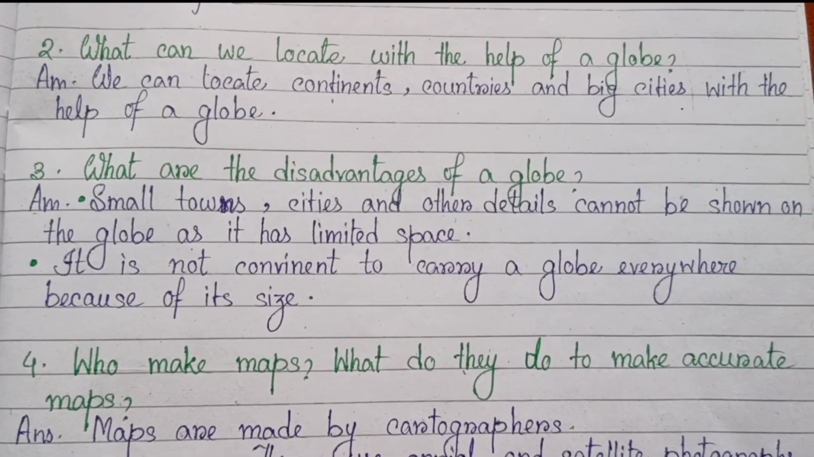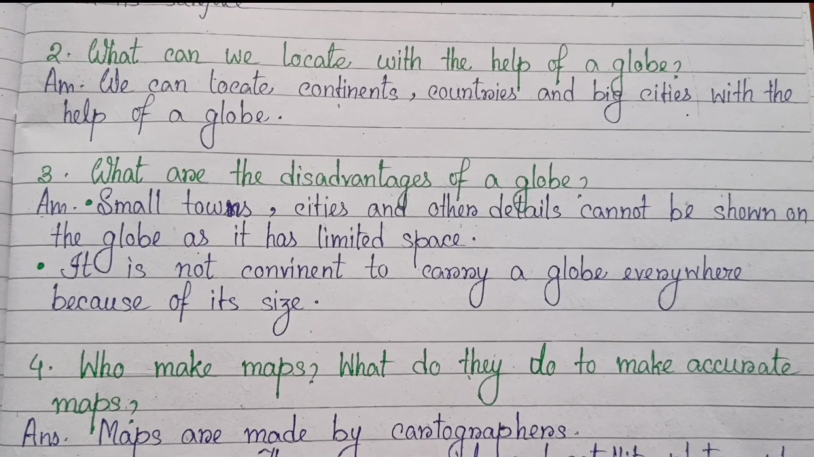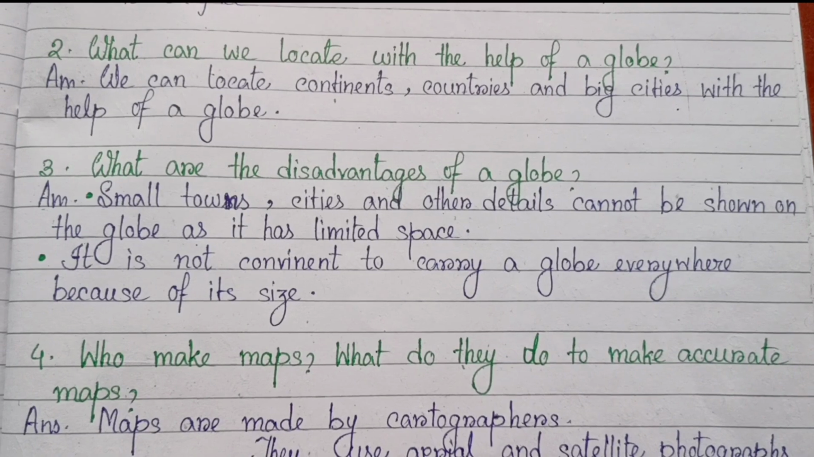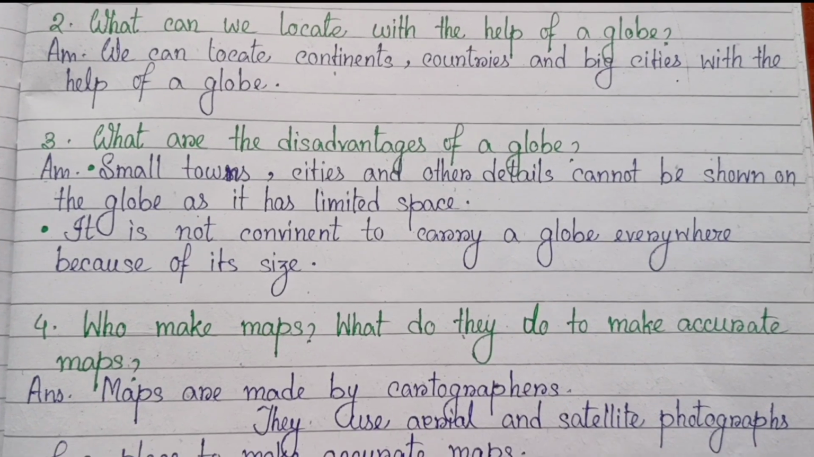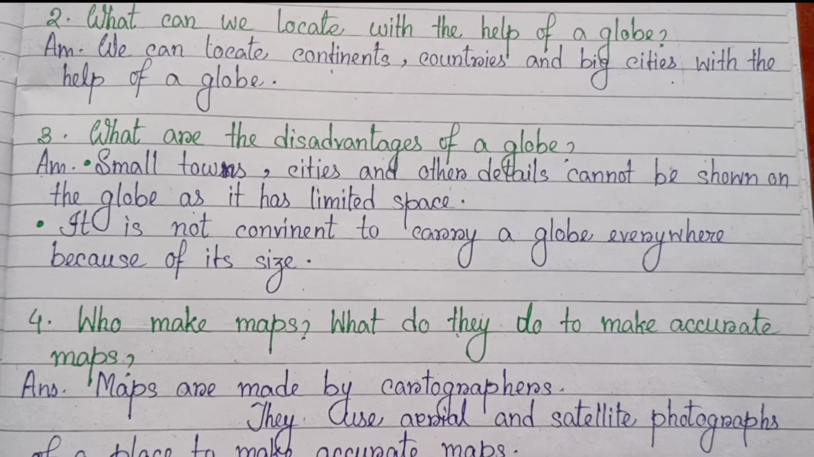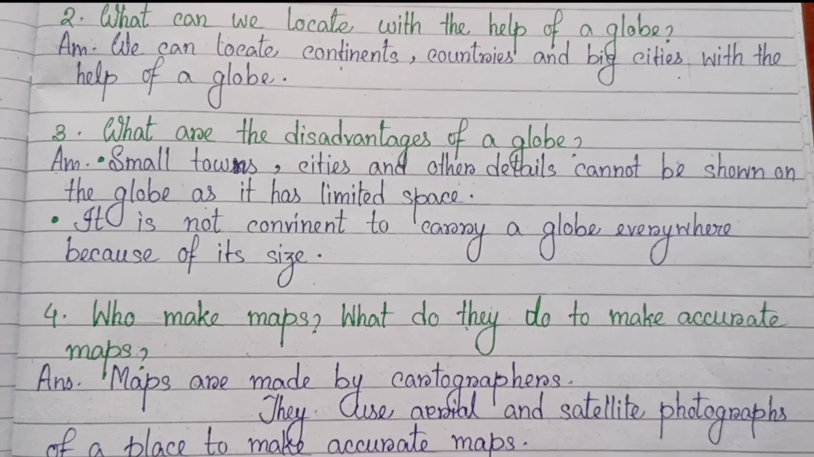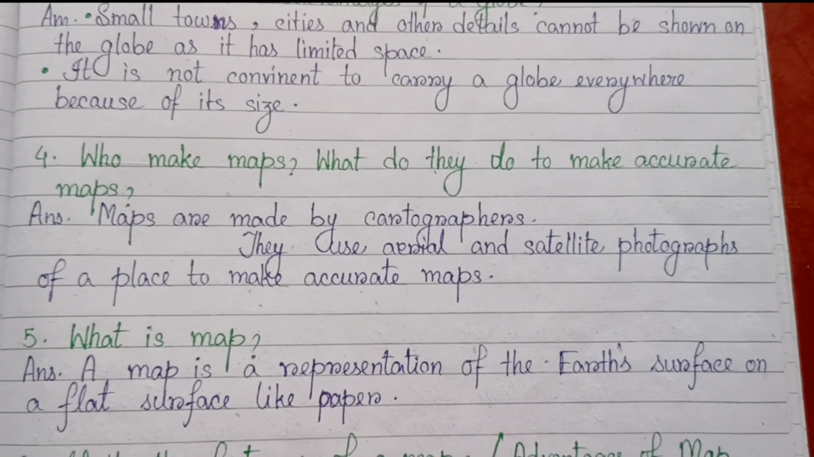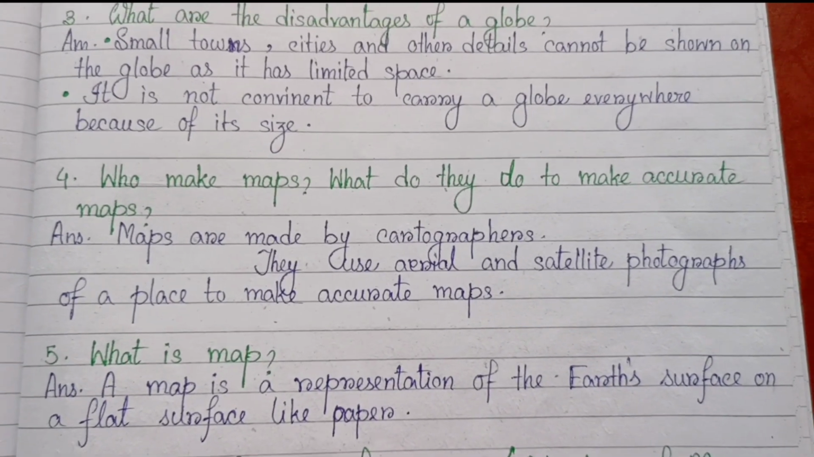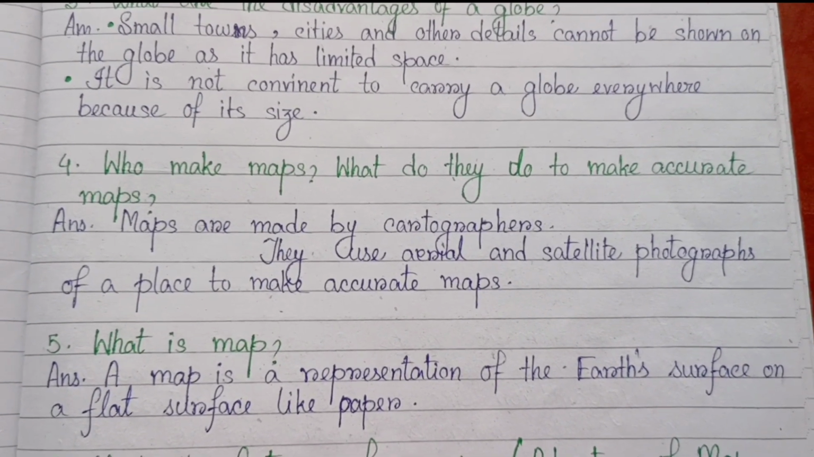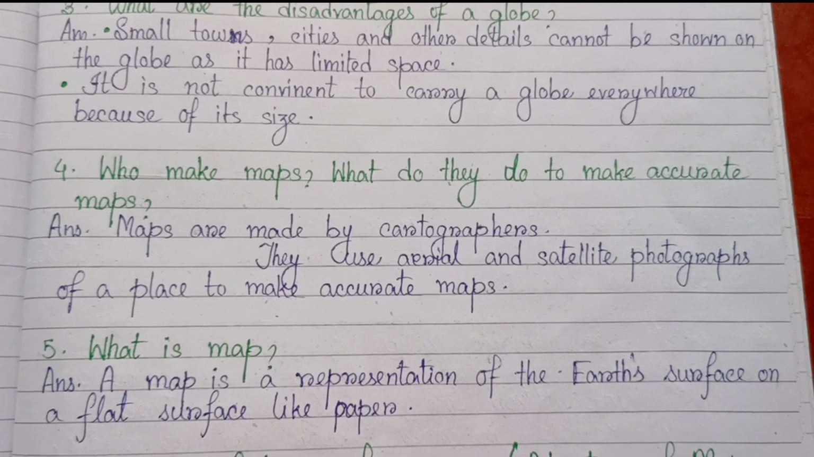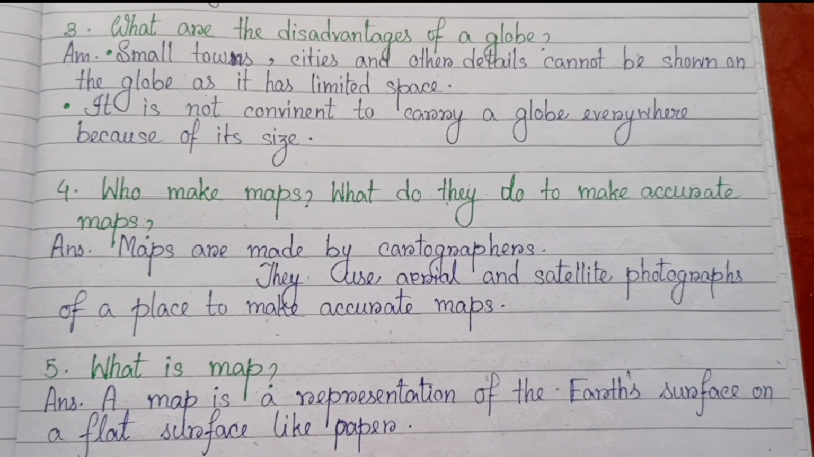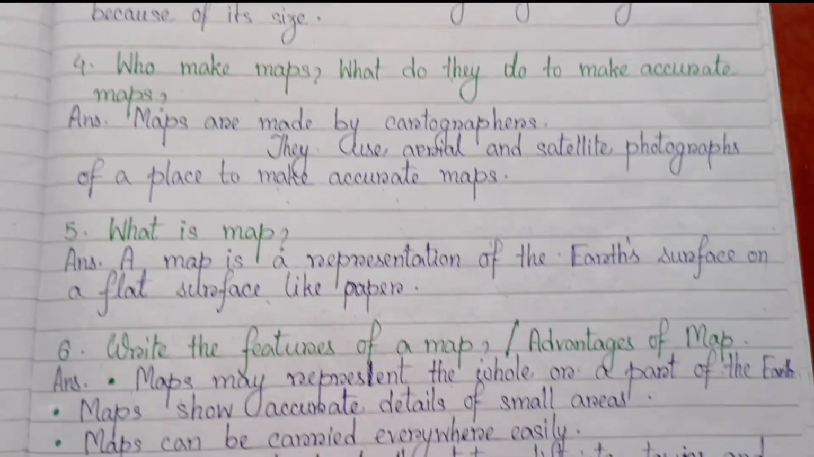Number 3, what are the disadvantages of a globe? First point, small towns, cities and other details cannot be shown on the globe as it has limited space. Next point, it is not convenient to carry a globe everywhere because of its size. Number 4, who make maps? What do they do to make accurate maps? Maps are made by cartographers. They use aerial and satellite photographs of a place to make accurate maps.